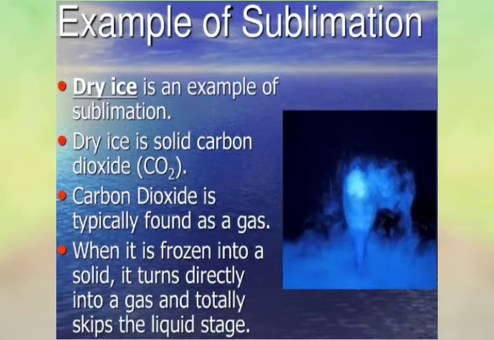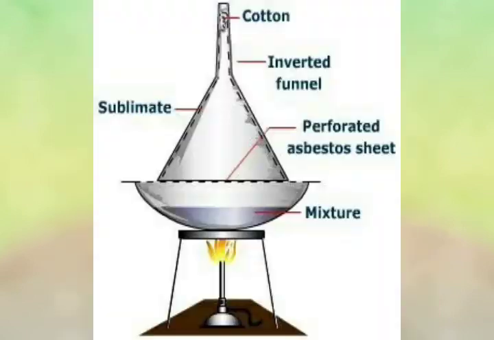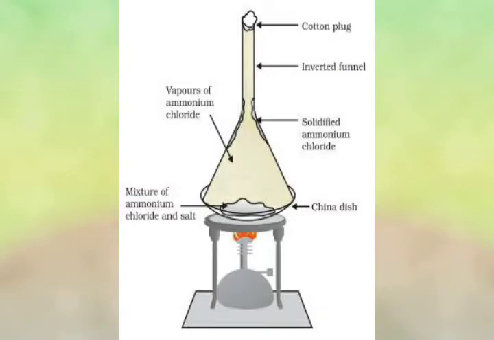Now we will go for an activity to separate common salt and ammonium chloride. Take a mixture of common salt and ammonium chloride and place it in a dish and cover it with an inverted funnel and heat it. On heating, ammonium chloride changes into vapor which condenses into a solid in the neck of the funnel, from where it may be scraped off, whereas common salt is left behind in the dish.